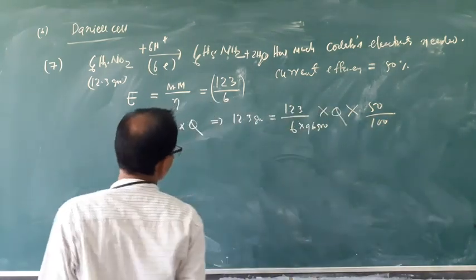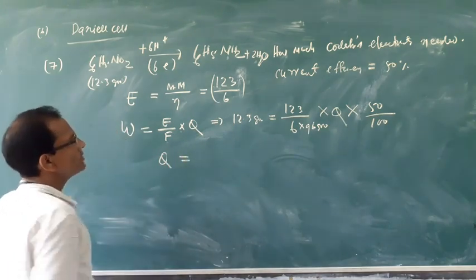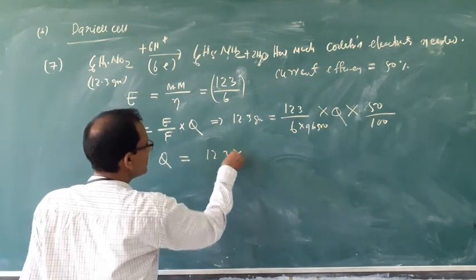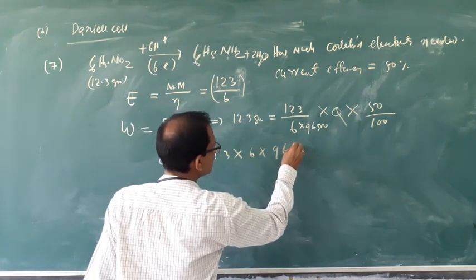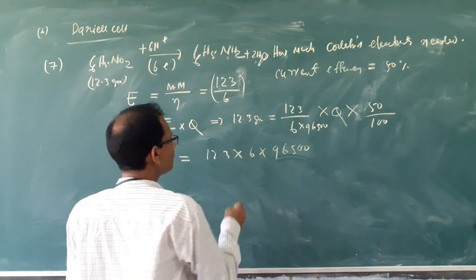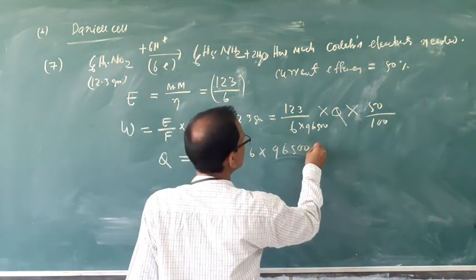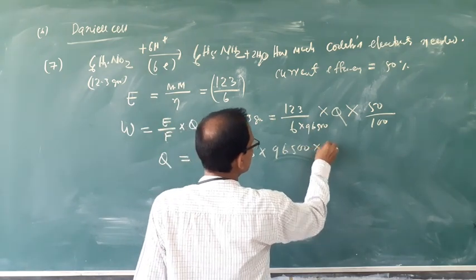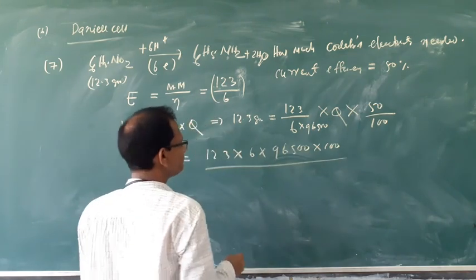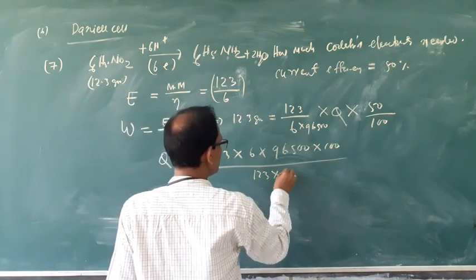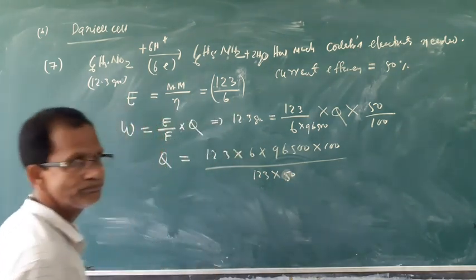If you solve it, then the value of Q in coulomb is 12.3 into 6 into 96,500 coulomb into 100 upon 123 into 50. This is the value of Q.